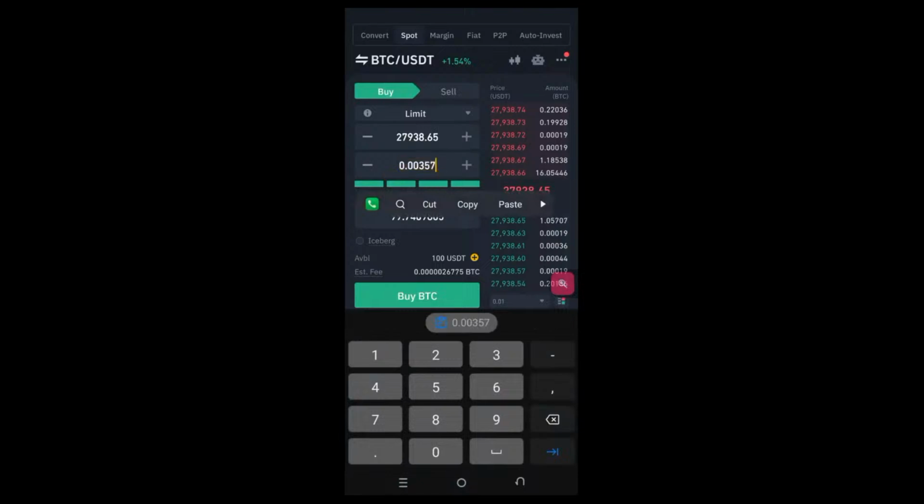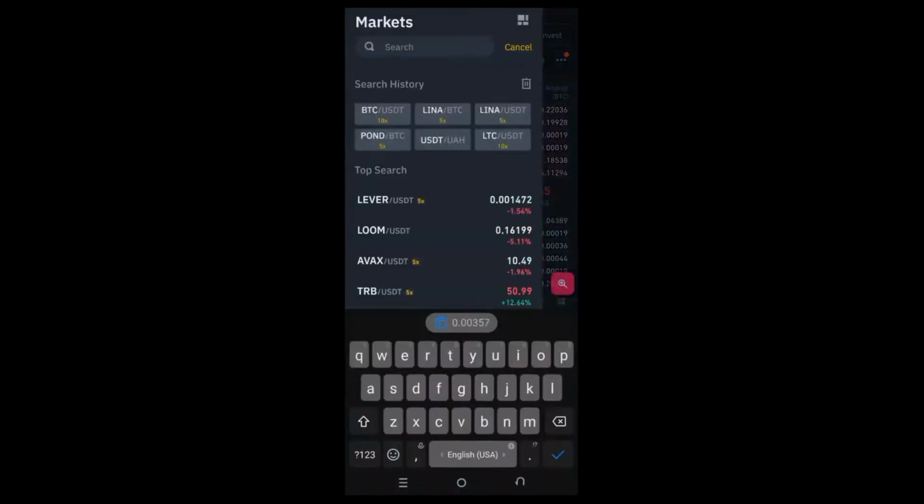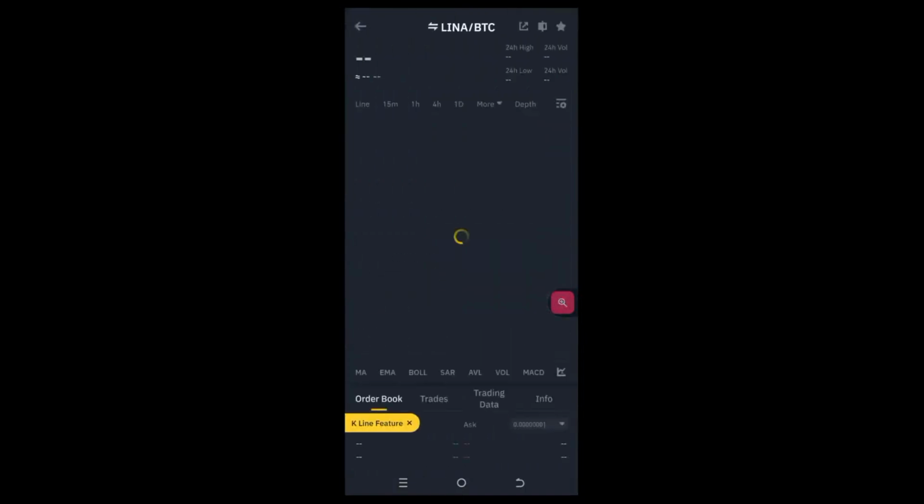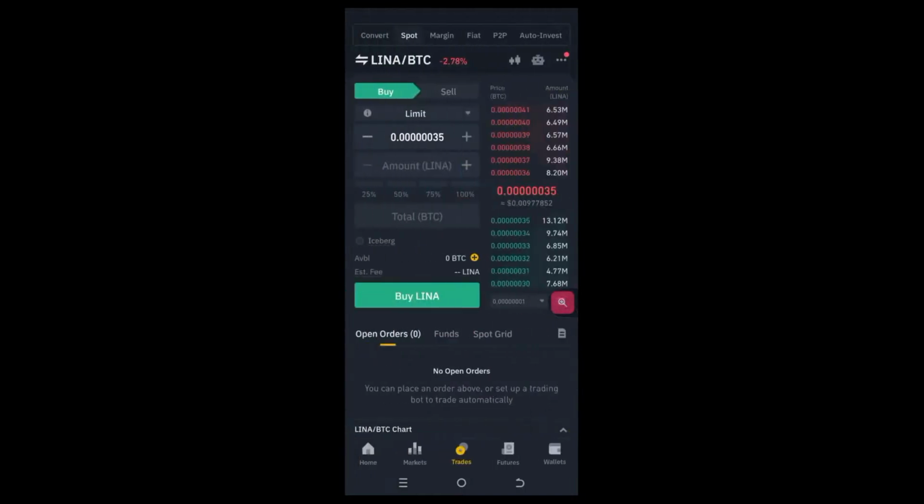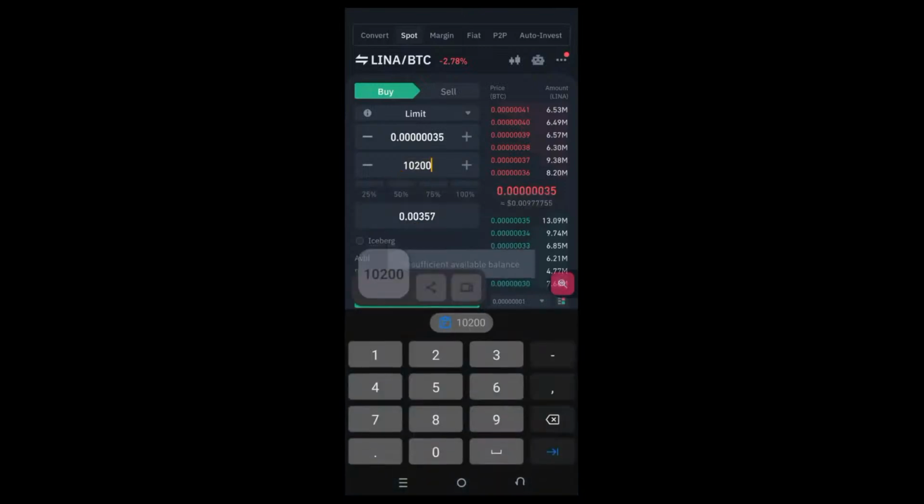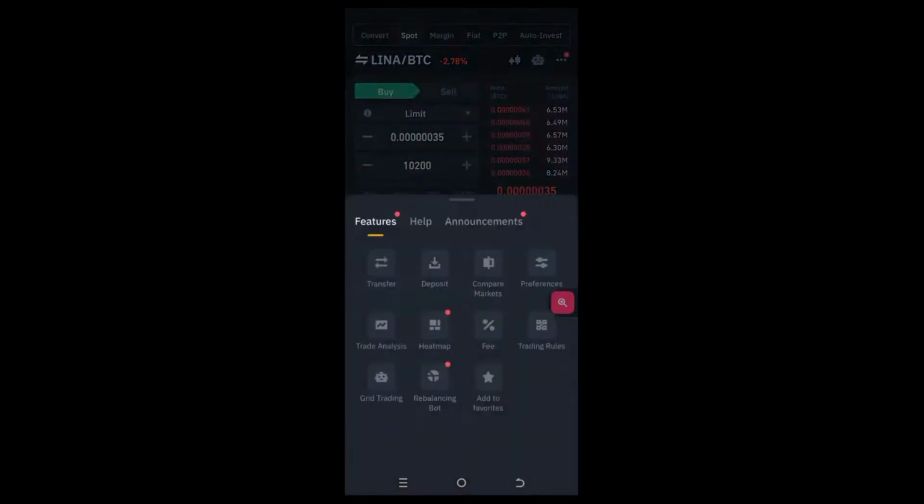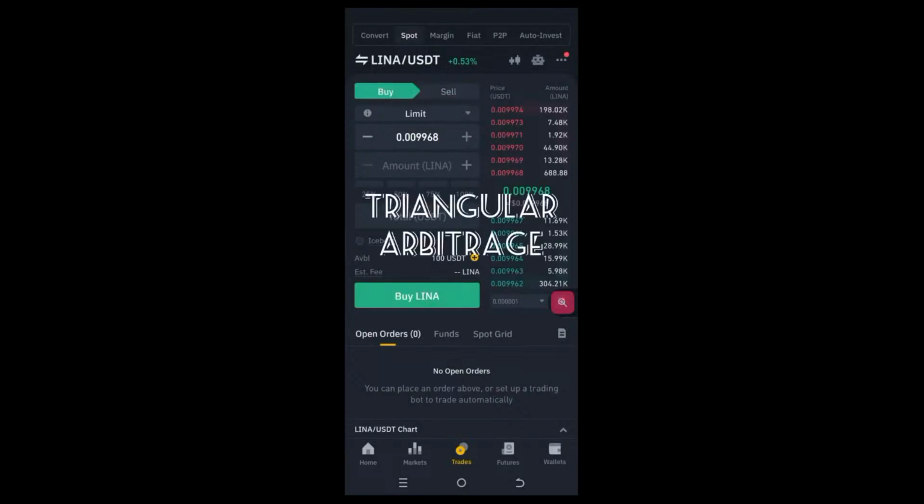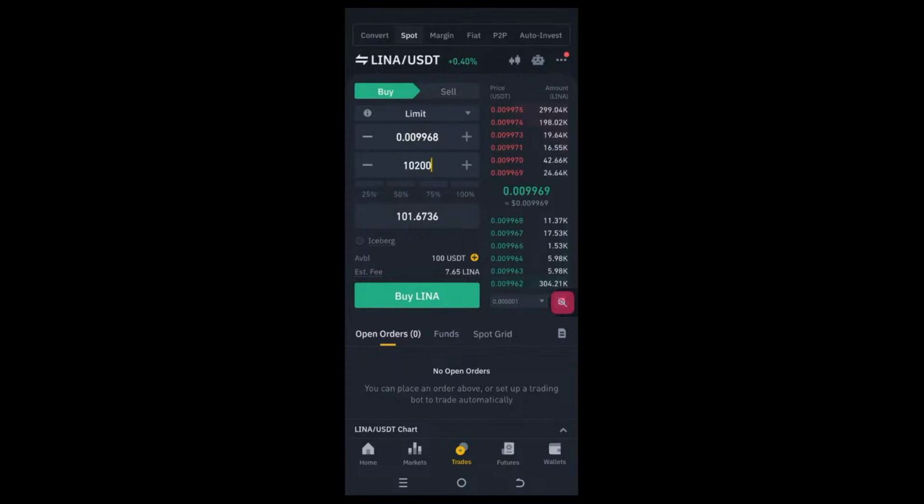Then let's go copy it and then go to Lena BTC. All right, here it is. I hope this is going to work for us because that's going to make all the sense. Okay, so let's put that in here quickly and buy. Make it snappy. That's 10,200. Let's copy that and quickly go and see how much this will give us in Lena USDT. By the way, this is triangular arbitrage. So I'm just going to put this in here and see. Oh, $1.67. Not bad at all.